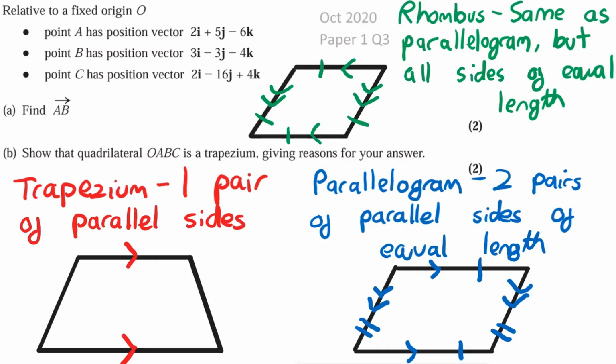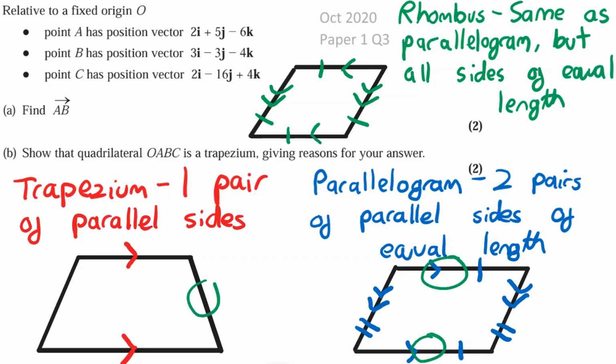Okay, so a trapezium is very simple. A trapezium just has a pair of parallel sides. So for example, this side and this side here are parallel. That's the only definition of a trapezium. A parallelogram has 2 pairs of parallel sides. So like with a trapezium, it has 1 pair of parallel sides.